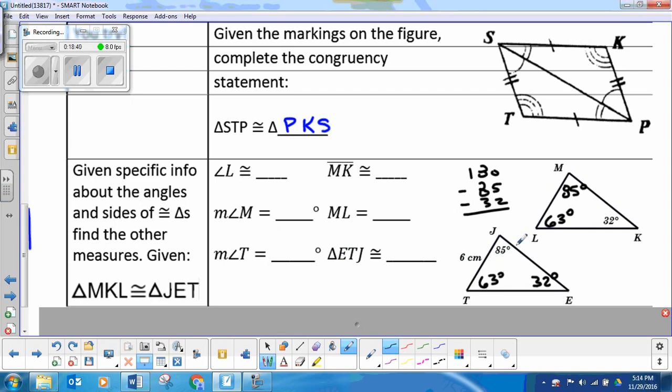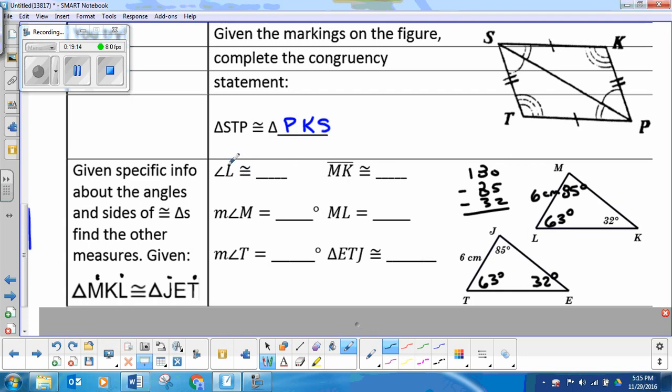Now, the only measure they gave us for side length was the measure for JT, which was 6 centimeters. You can see here that J is in the front and T is in the back. So the corresponding side will be the two letters in the front and the back of this triangle, which are M and L. So I can automatically put 6 here. I'll put 6 centimeters to be precise, next to that side, ML. Okay, now to go through some of this, and I'll have you guys finish out some of it on your own. Angle L is congruent to what?